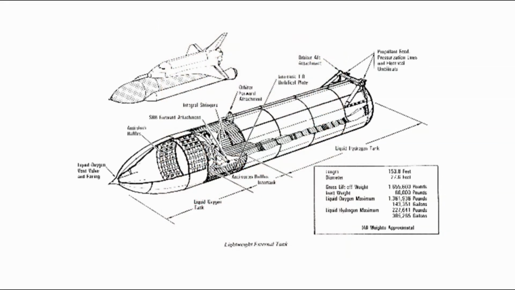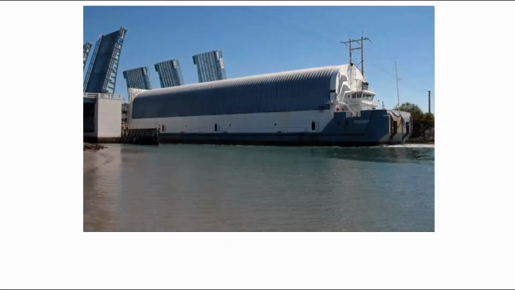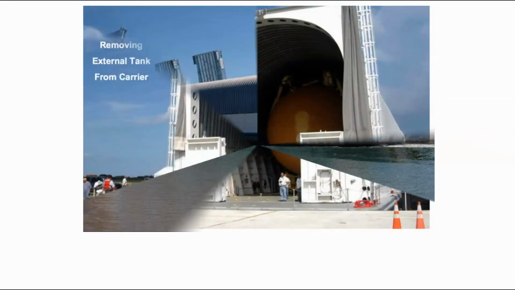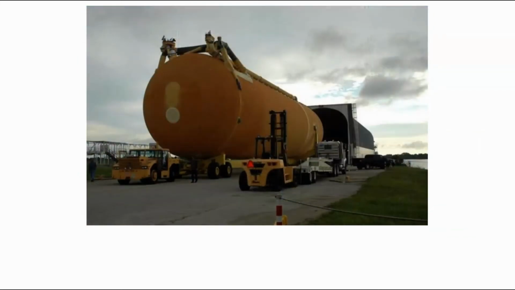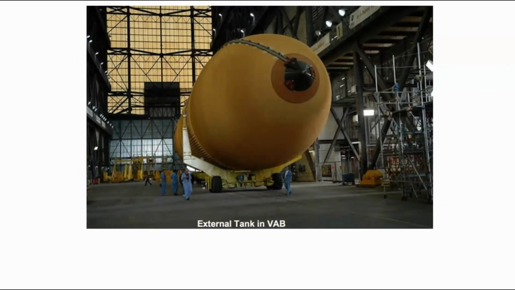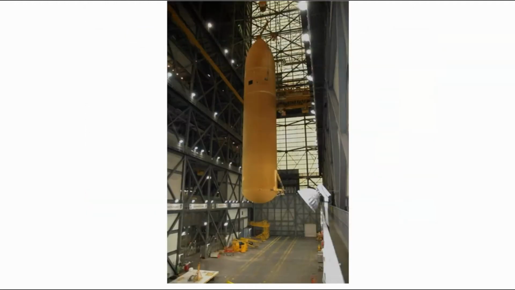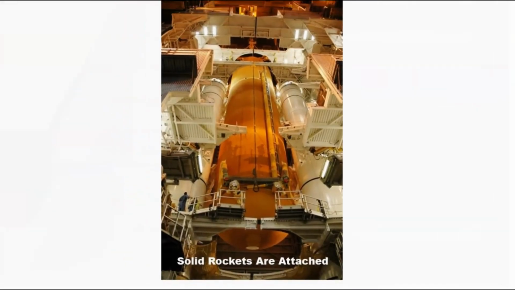So more specs. The external tank was brought to the Kennedy Space Center in Florida for launch through a barge method. Give you a little sense of scale. Some adult humans here, and the external tank being taken out from the barge. And then, of course, going to be taken to the vehicle assembly building. And it will be mated with the orbiter.